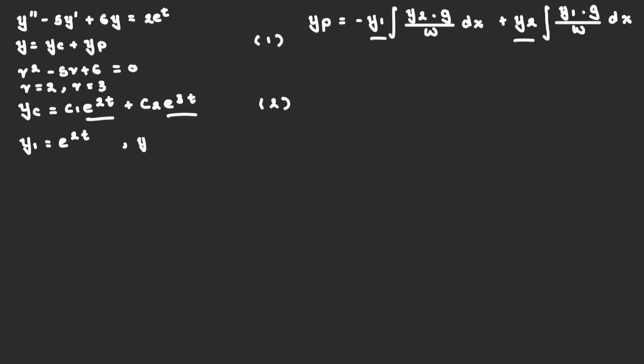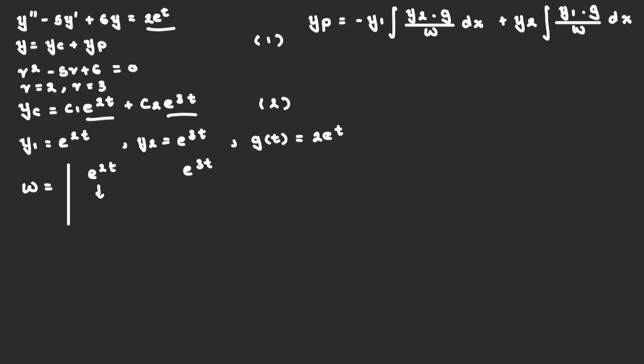Our y1 is that one, and our y2 is e to the 3t. As for our g of t, it is our nonhomogeneous part, which is 2e to the t. We still have one more input, which is our Wronskian. Our Wronskian is the determinant of both solutions, which we write down here: e to the 2t and e to the 3t, and below them the derivative of the first solution, which is 2e to the 2t, and the derivative of the second solution, 3e to the 3t.